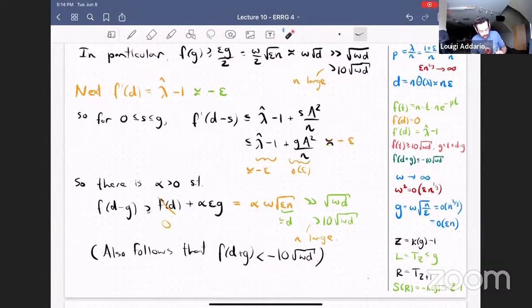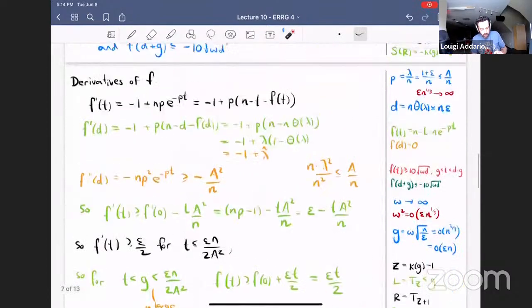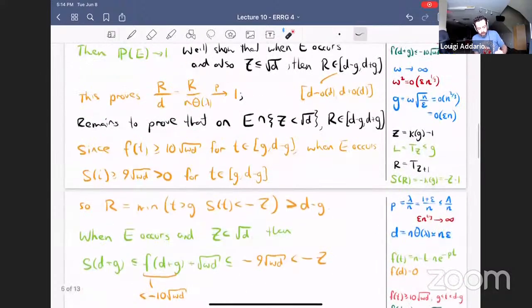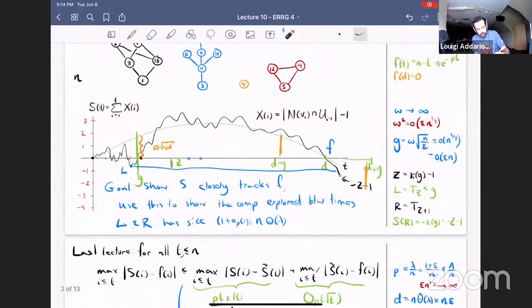But let's look at the information we have now and what we were trying to prove. We wanted to know that f stays large between times g and d minus g, and then it gets negative and large by time d plus g. Well, we've proved that f is large at time g, and that it is large at time d minus g, and that it is large and negative at time d plus g, right? But we also know that f is concave. So if it's large at time g and it's large at time d minus g, then it's immediately large at all the intermediate times. Okay, so there's not actually anything additional to prove there.